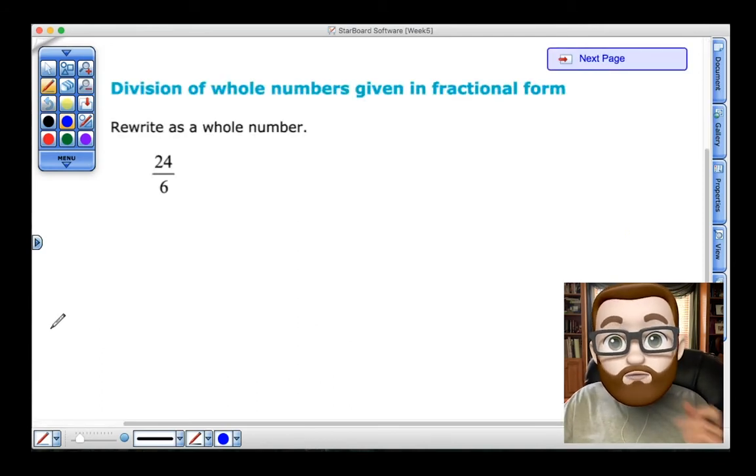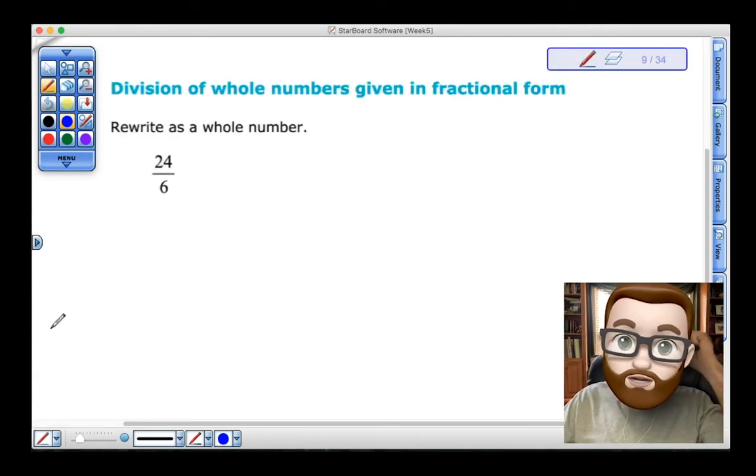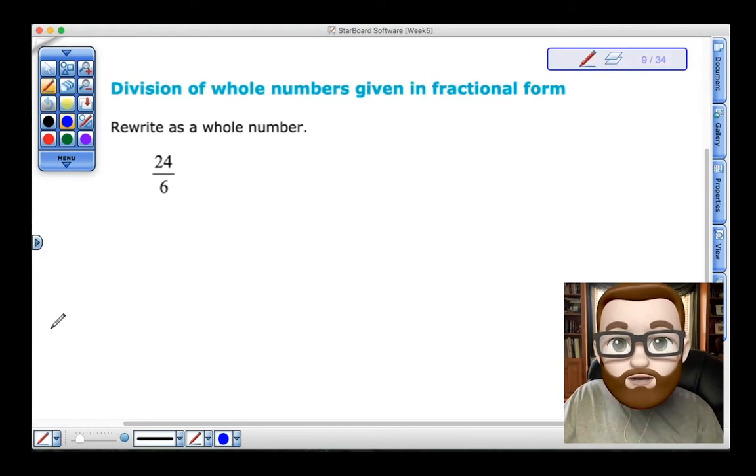Alright, so let's jump into today's lesson. Today's lesson is going to be 3 parts. The first part we're going to talk about is some division. We have a problem here, 24 divided by 6.